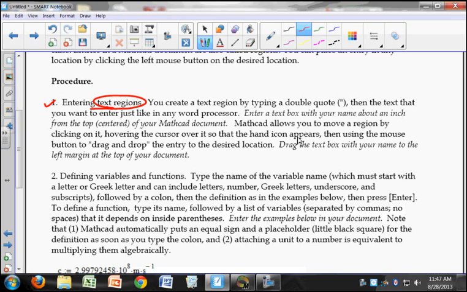So to enter a text region, you type a double quote, okay? Or if you type something that cannot be interpreted as a mathematical equation, the first time you hit the space bar, it becomes text. Mathcad interprets it to mean that you want to enter just plain text. So let's do this first. Let's enter a text box with your name about an inch from the top, centered on your Mathcad document.